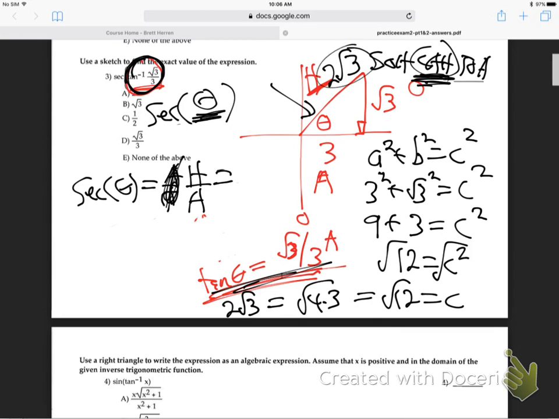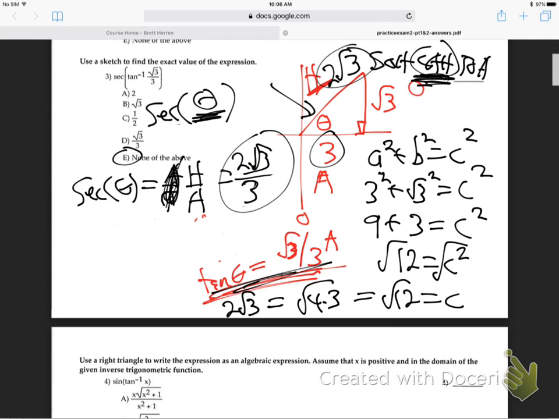And then what's hypotenuse? 2 root 3. What's adjacent? 3. There it is. 2 root 3 over 3. Hopefully that answer's there somewhere. Was that a none of the above? After all that work, it's disturbing, isn't it? It's 2 root 3 over 3. It's none of the above.